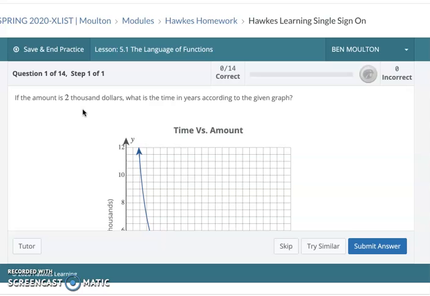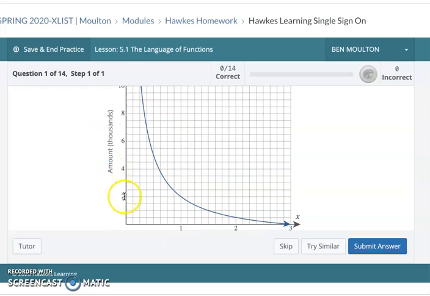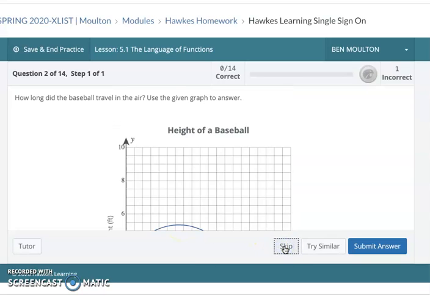If the amount is $2,000, what is the time in years according to the graph? That one's pretty easy, I hope. Here's your 2,000. You just go over here and then go down. Your answer will be 1. Okay, yeah, it's that easy.